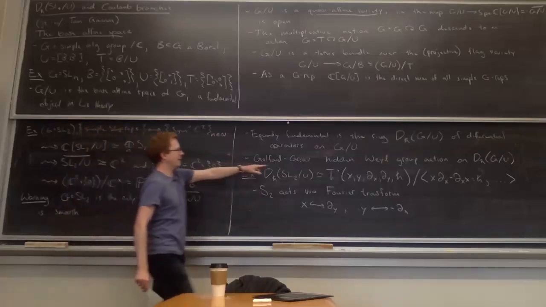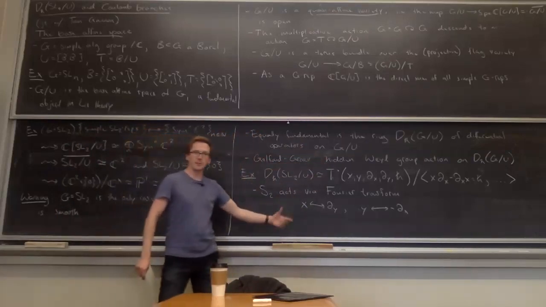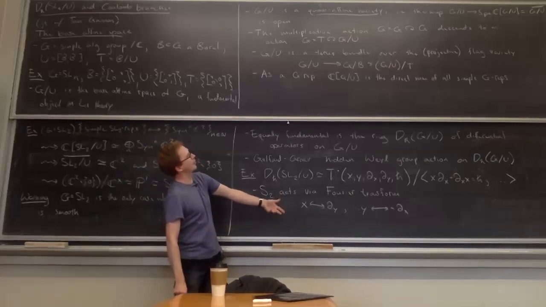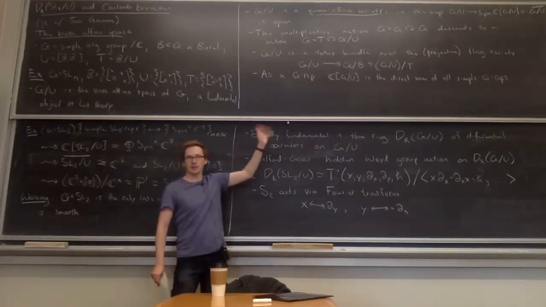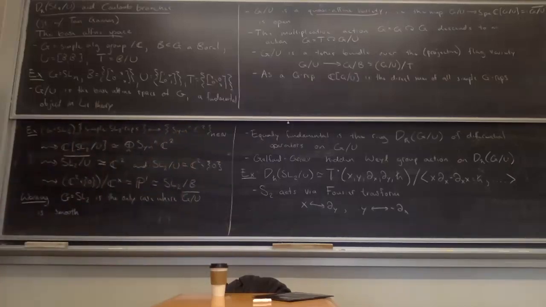And I say this is kind of hidden, or a kind of quantum symmetry, in the sense that this is not something coming from, for example, a Weyl group action on G mod U itself. It's something that is mixing regular functions and honest differential operators. How do you see that?